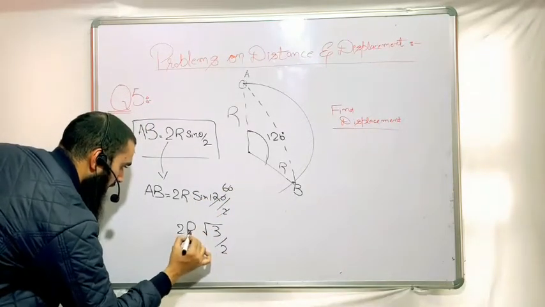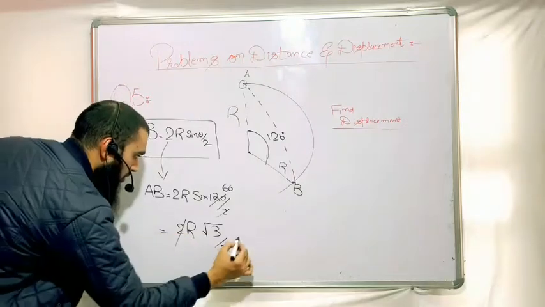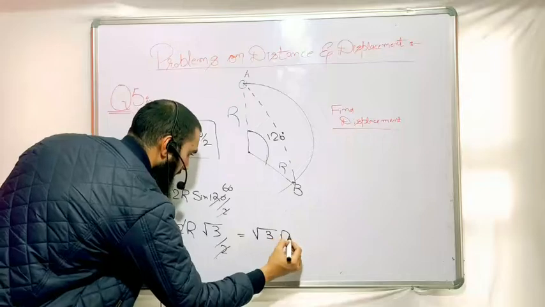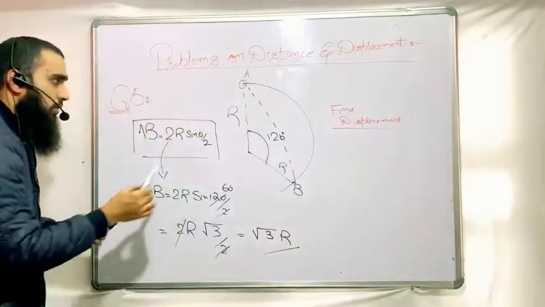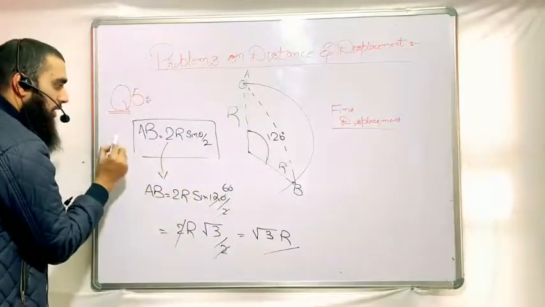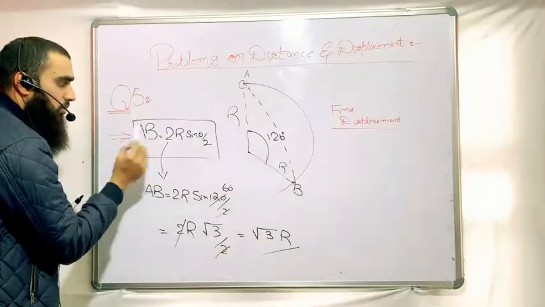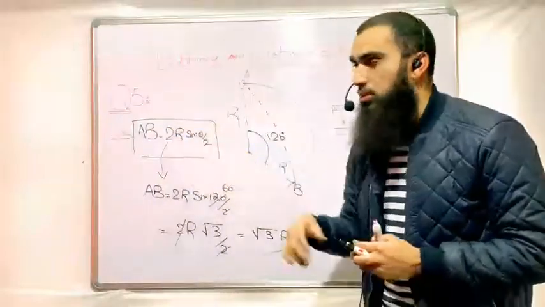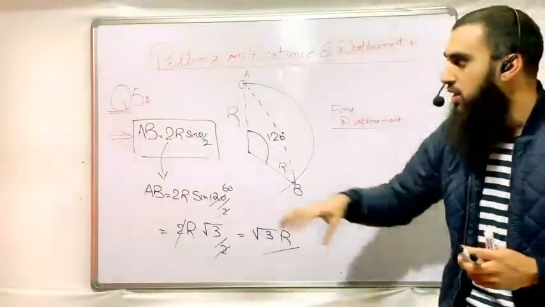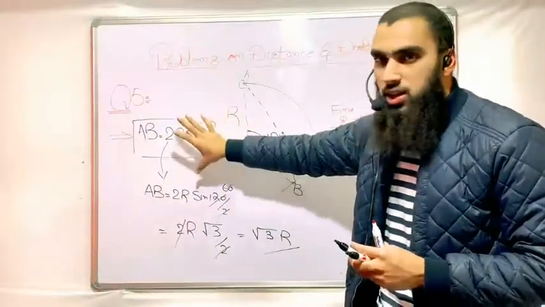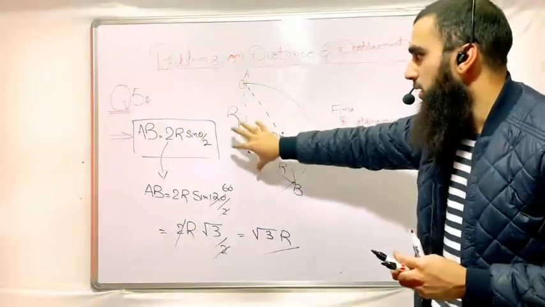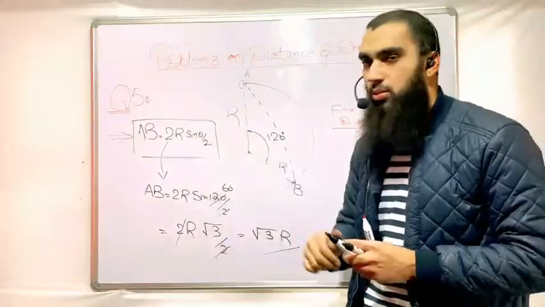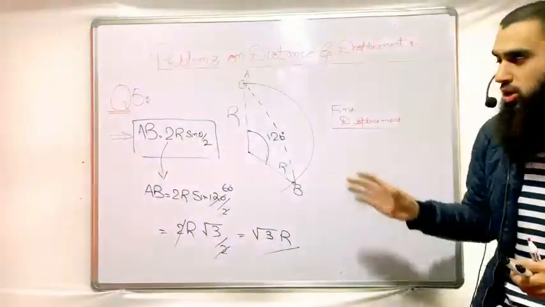This is twice R root 3 by 2, this 2 and this 2 goes, then the displacement will be root 3 R. So the crux point of this type of question is when you have to remember this formula, that's AB is equal to twice R sine theta by 2. So this formula is having a full derivation, but we are not here concerned with the derivations. Simply remember this formula, that in case of the displacement, the angle subtended at the center, we have to use simply directly the formula, that's twice R sine theta by 2. Note down.